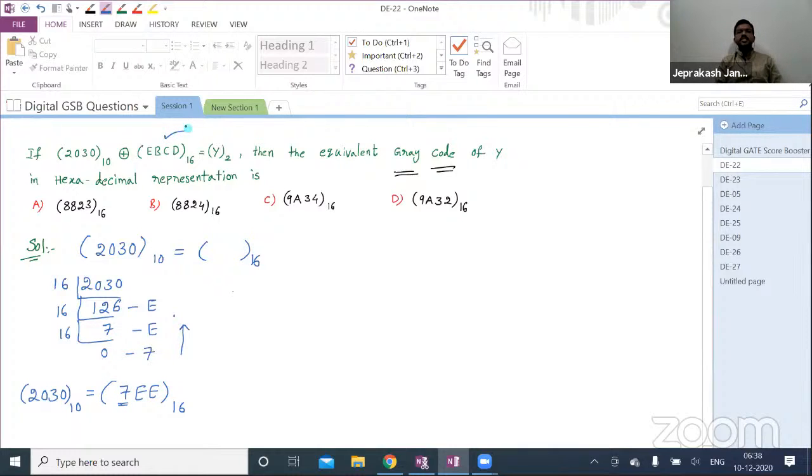Here you have one more hexadecimal number, EBCD. But here you have only 3 digits. What can we do? In order to represent with 4 digits, what can we do? Here we have only 3 digits. What can I put as the 4th digit?